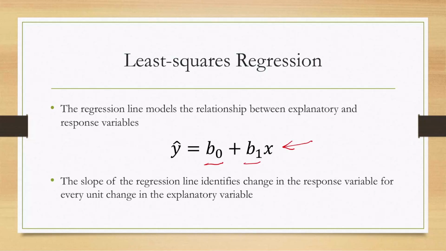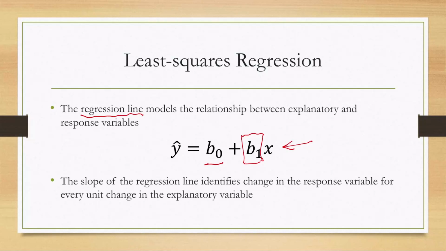This equation can be modeled by a line, and that is called a regression line. That will graphically model the relationship between the explanatory and response variables, and we can superimpose that right on our scatter plot. An important aspect of this regression line is this second coefficient here. This is the slope, and that slope of the regression line will identify how much change there is in the response variable for every unit change in the explanatory variable.